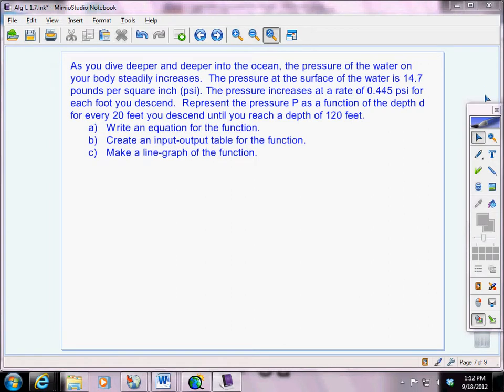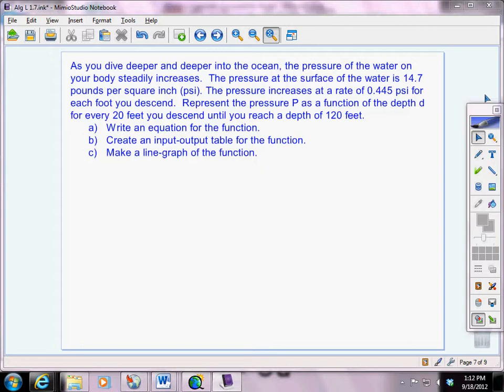The last example we want to look at when talking about an introduction to functions is writing an equation. So we've worked with just the input-output table, we've worked with graphing the input-output table. Now let's work with writing an equation and then creating an input-output table and graphing.